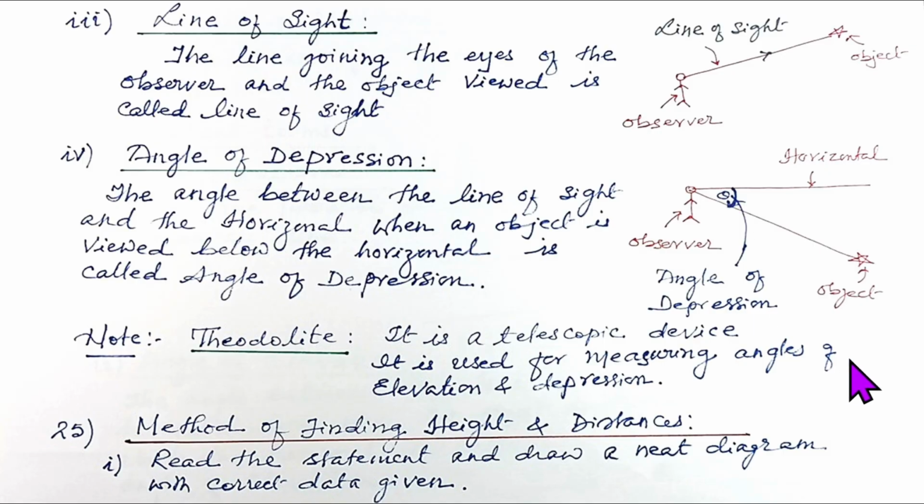Remember that. Now to measure the angle of elevation or angle of depression, that is the angle between the line of sight and the horizontal, we use an instrument known as theodolite. Theodolite is used to know the angle.